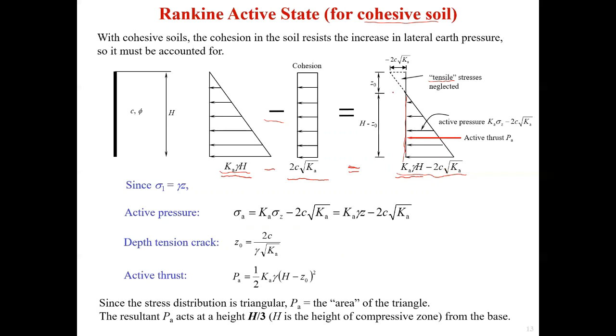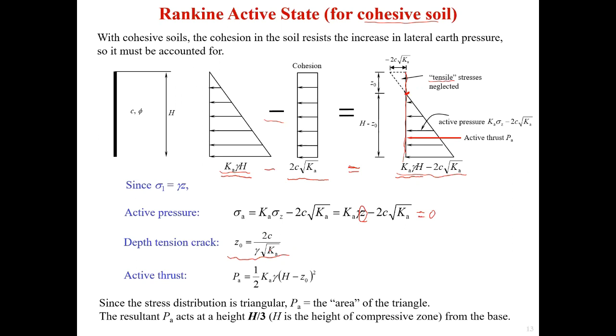And for some cases, we are required to calculate the depth of this tension crack. The depth to which the tension cracks develop according to the Rankine theory could be deduced by setting this lateral pressure expression equal to zero. So we set sigma A equal to zero, and then we are able to express Z as Z zero equal to 2c times square root of Ka divided by Ka, and that's the final expression for the depth of the tension crack. Because for some cases, you are required to calculate the depth of the tension crack. So that would be the expression.